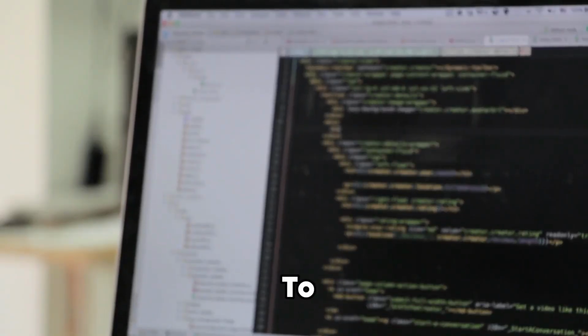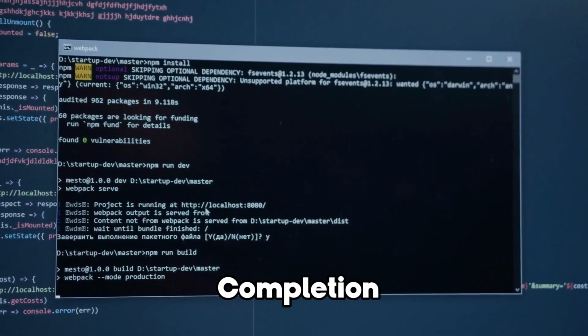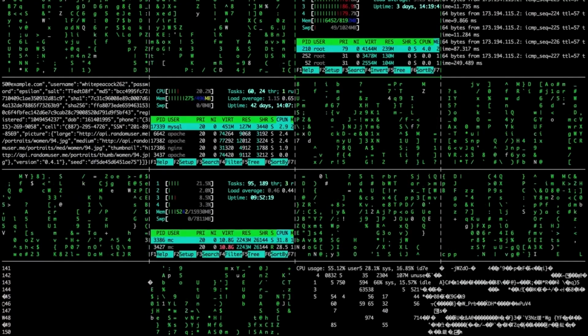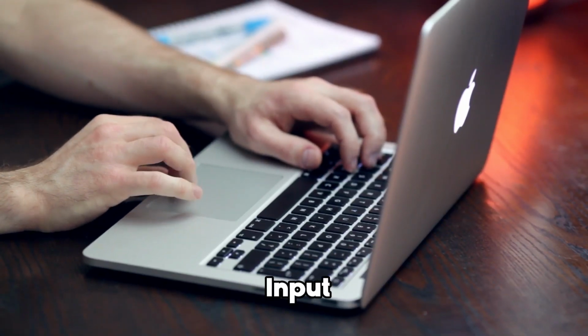The model's response to your prompt is known as a completion. And the process of generating that completion, that's called inference. It's the moment when the model puts all its training to work and produces an output based on your input.